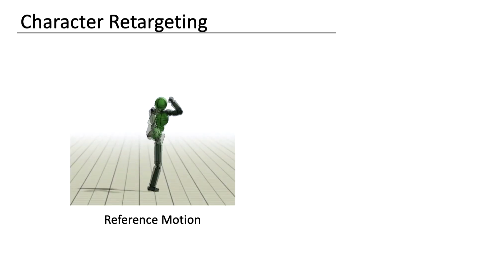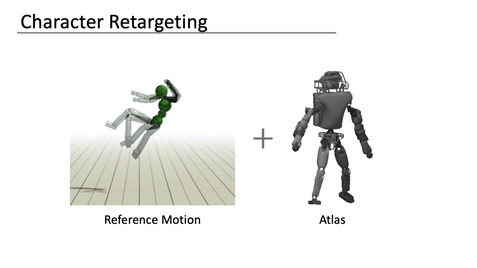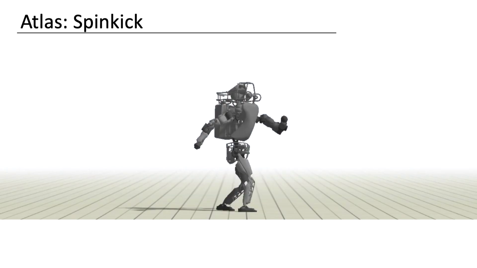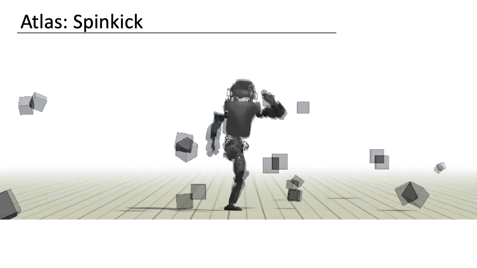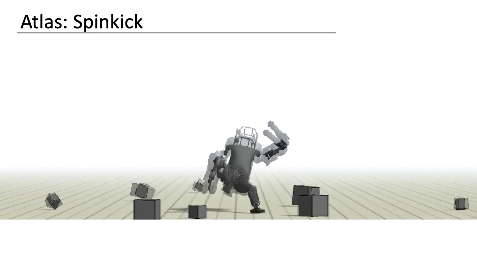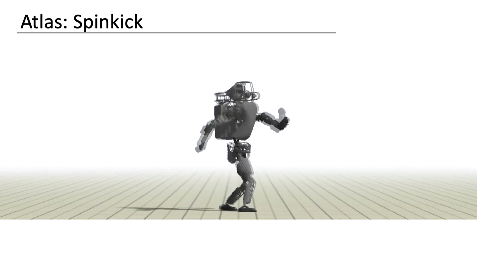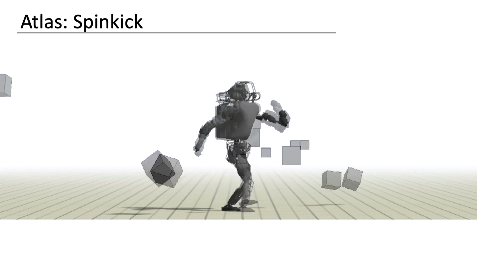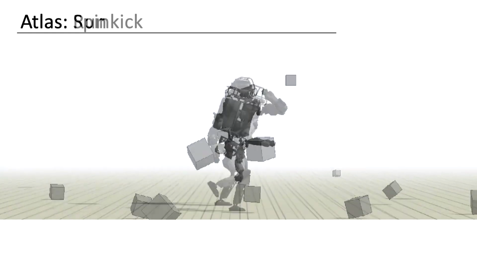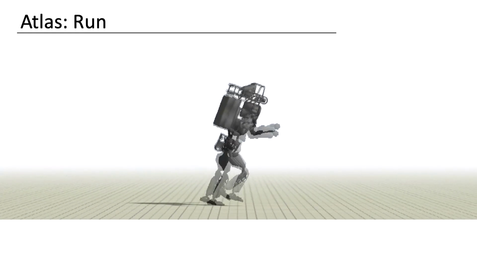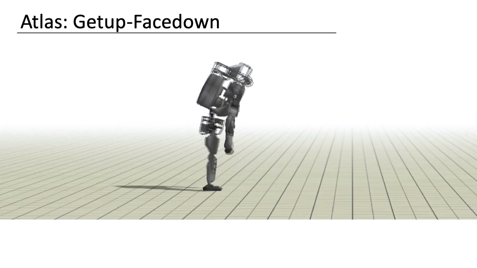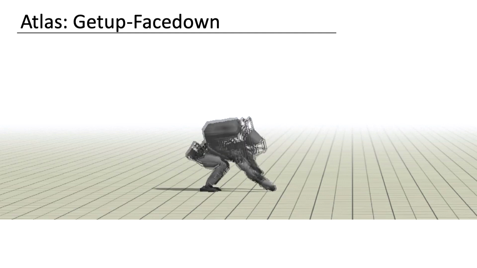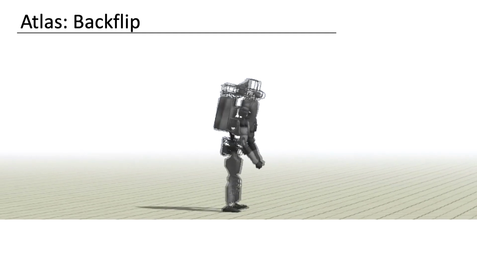So another fun thing that we can do once we have a simulated model is that we can retarget motions from one character to another. Here we have a simulated Atlas robot imitating a spin kick from a human actor. And even though the character's morphology is quite different from that of the original actor, the policy still does a reasonable job at reproducing the original motion. We can also get the Atlas to run. If it falls down, it can get back up. And of course, it can also do some backflips.